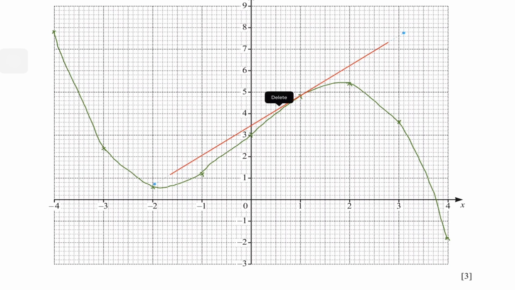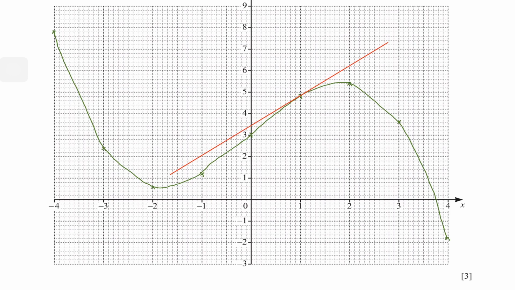So what I mean by that, as I explained just now in an example question, is that the space of the tangent from the curve should be equal from above and below. So I'm going to pick any two points that are easy for me to read, and I'm going to use them to calculate the gradient.